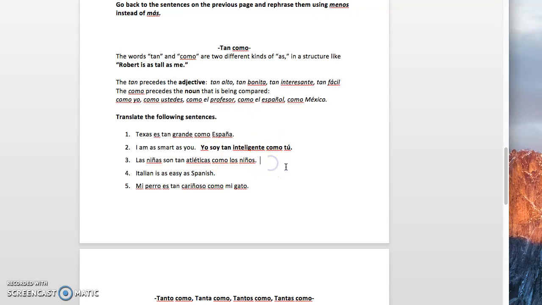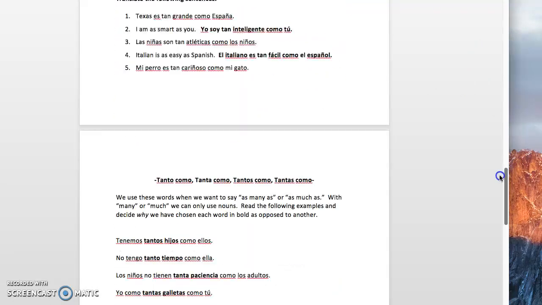Las niñas son tan atléticas como los niños. The girls, or girls, are as athletic as the boys, or just boys. So, girls are as athletic as boys, or the girls are as athletic as the boys, depending on the context. Número 4. El italiano es tan fácil como el español. Mi perro es tan cariñoso como mi gato. My dog is as affectionate, or as cuddly, I guess we might say in English, as my cat.